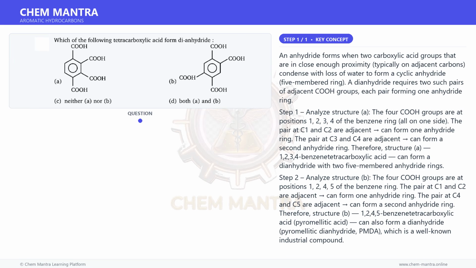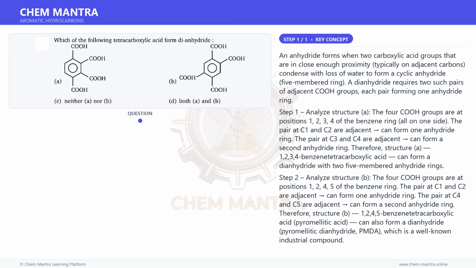Step 2. Analyze structure B. The 4 CH groups are at positions 1, 2, 4, 5 of the benzene ring. The pair at C1 and C2 are adjacent and can form one anhydride ring. The pair at C4 and C5 are adjacent and can form a second anhydride ring. Therefore, structure B, 1,2,4,5-benzene tetracarboxylic acid, pyromellitic acid, can also form a dianhydride, pyromellitic dianhydride, PMDA, which is a well-known industrial compound.